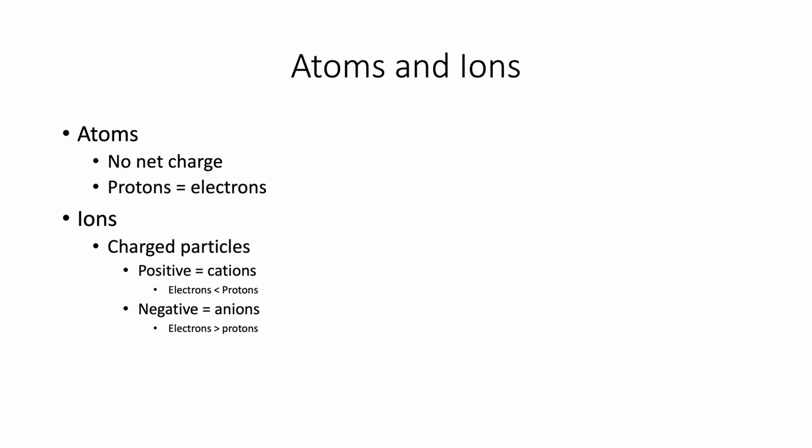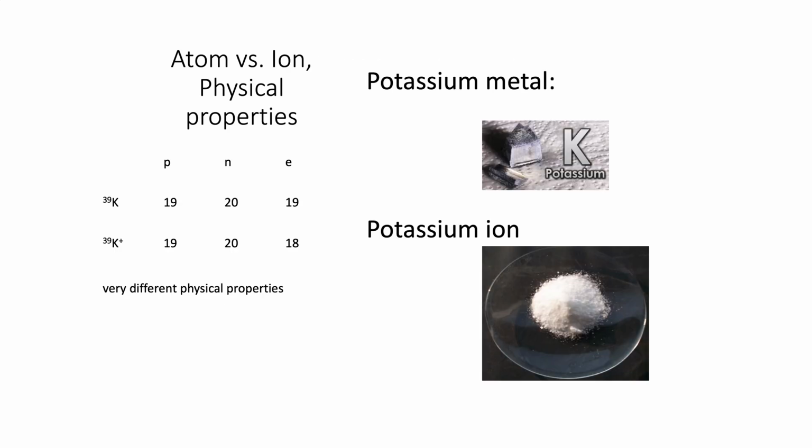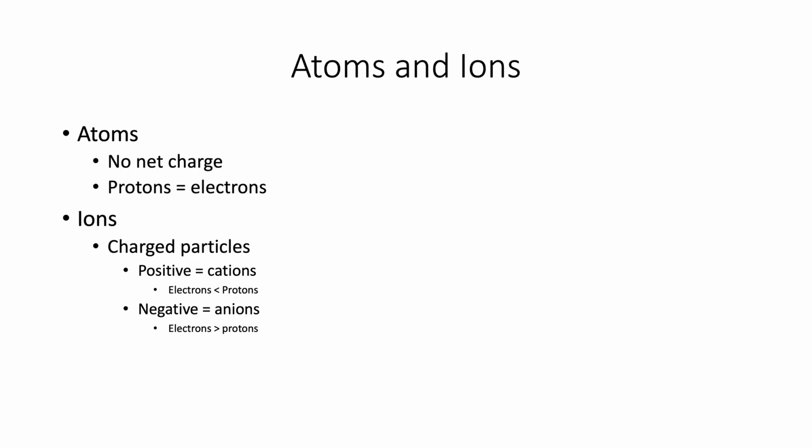Just a quick summary, and then we'll go a couple more minutes. Atoms have no net charge. The number of protons is equal to the number of electrons. Ions are charged particles. Positive ions are called cations, and for these, the electrons are fewer than the protons. Negative ions are called anions, and that means there are more electrons than protons.